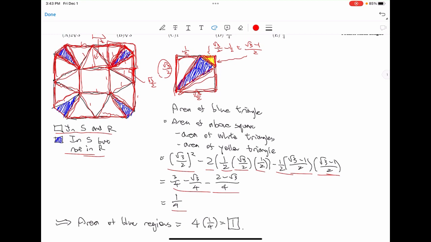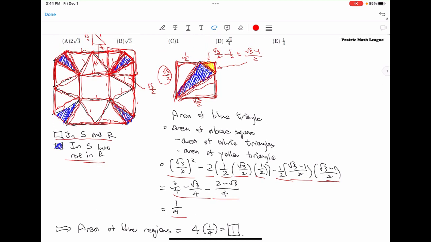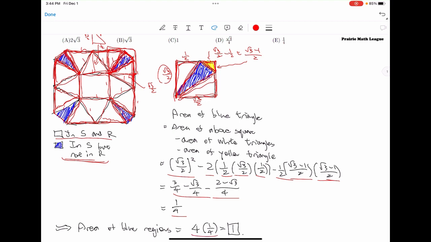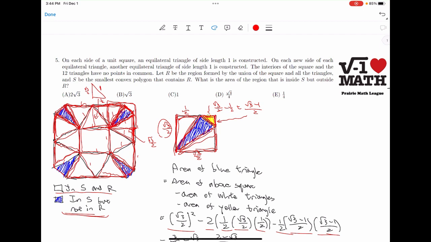Now, we have 4 of these blue regions, and they're all the same. So we just multiply by 4 to get the total area that is blue, or the total area that's in S but not in R, to be 4 times 1 over 4, which equals 1, which is option choice C.